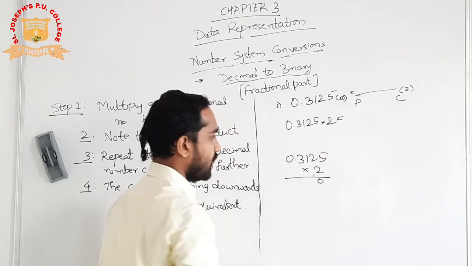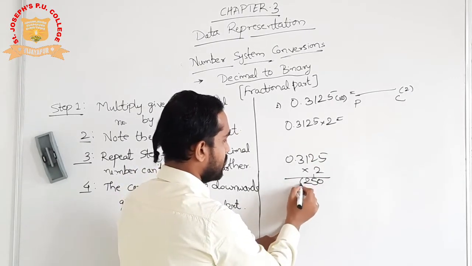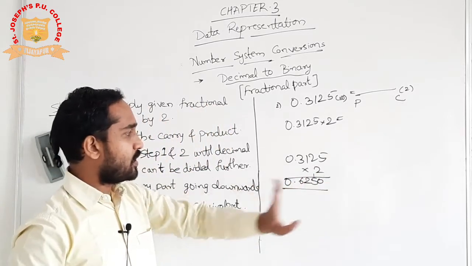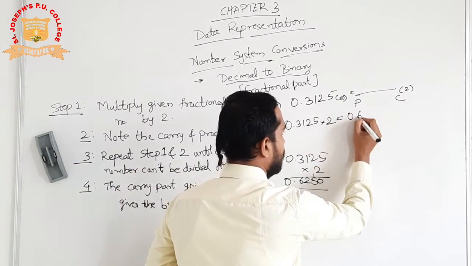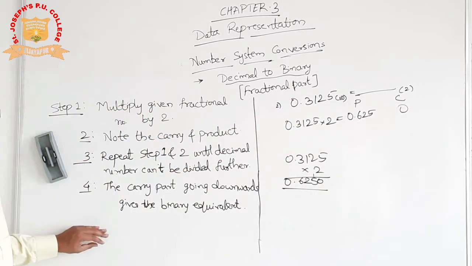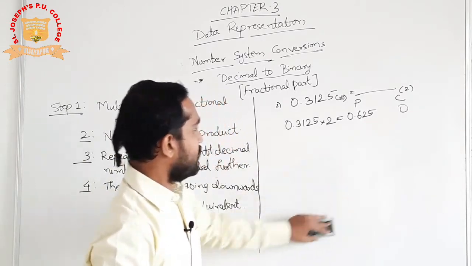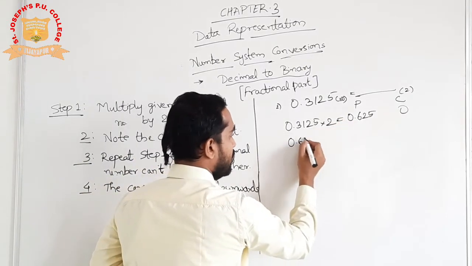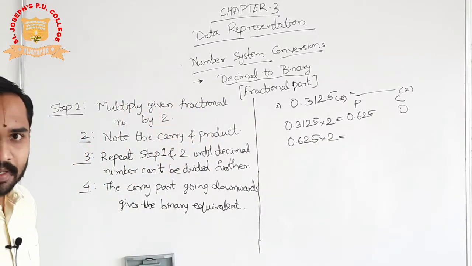2 5s are 10, 2 2s are 4, 5, 2 1s are 2, 2 3s are 6, 0. So you got 0 in the carry and 0.625 in the product, isn't it? So write 0.625 as the product and 0 as the carry. Am I right here? Next, consider the decimal part. What is the decimal part? 0.625. So 0.625 into 2 I have to do now. Am I right?